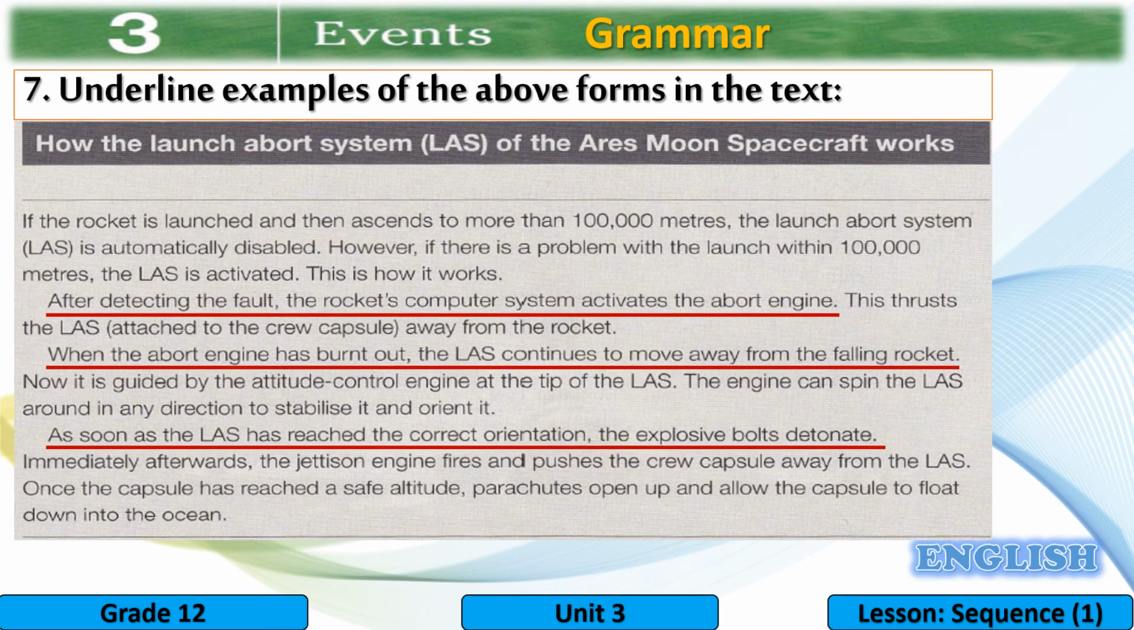A third example, as soon as the LAS has reached the correct orientation, the explosive bolts detonate. Again, two different subjects, the LAS and the explosive bolt or bolts. And the last example, once the capsule has reached a safe altitude, parachutes open up and allow the capsule to float down into the ocean. Here we have the first subject, the capsule, and the second subject is parachutes.